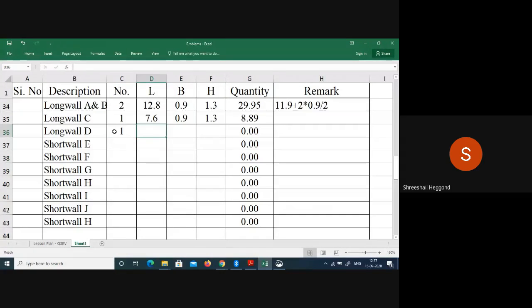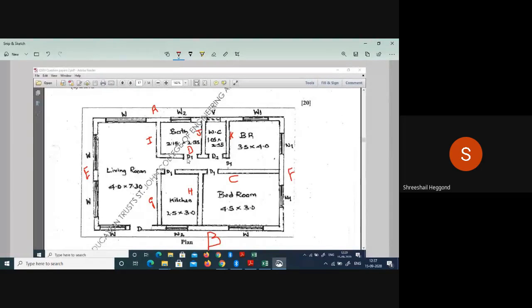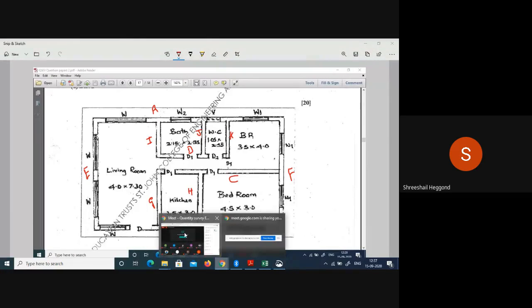Next short wall number D is 1. Length will be of the dimensions between bathroom and WC, that is of 2.15 plus 1.05 plus 0.3 in between wall plus both the side half of wall thickness. That will be 2.15 plus 1.05 plus 0.3 plus 0.3. It will be of 3.8. Everyone is getting 3.8.